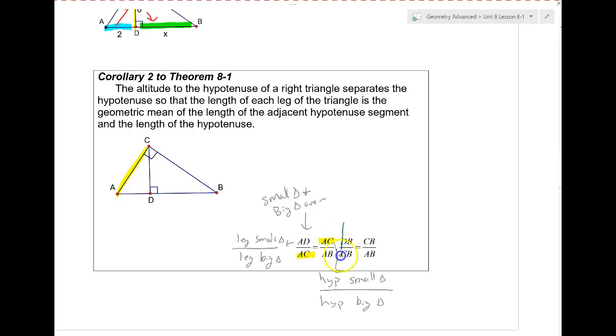For this first proportion, I'm just doing the first one, the one in green here. The leg of the small triangle goes to the leg of the big triangle. So AD is to AC. AC is my geometric mean. Then the hypotenuse of the small triangle goes to the hypotenuse of the big triangle.